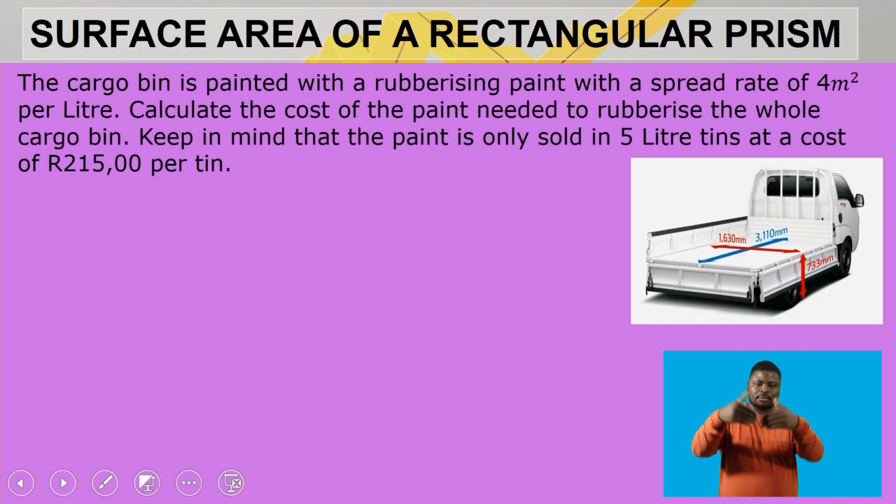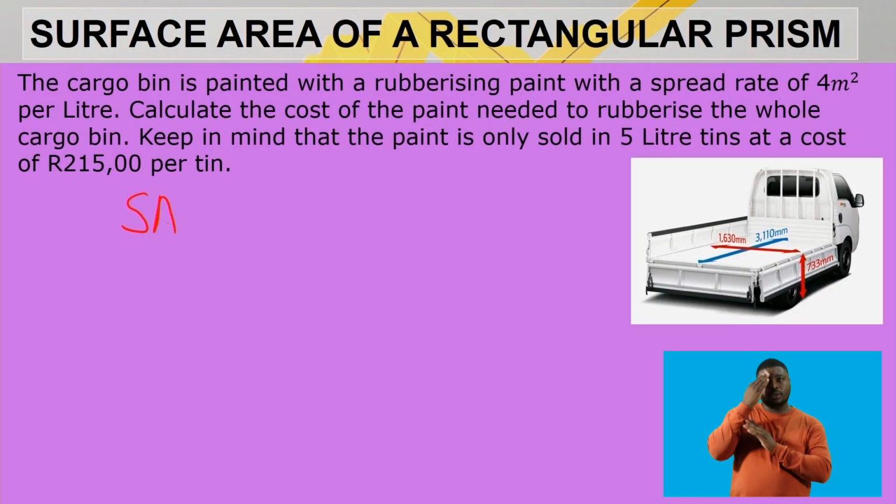The cargo bin is painted with a rubberizing paint with a spread rate of 4 square meters per liter. Calculate the cost of the paint needed to rubberize the whole cargo bin. Keep in mind that the paint is only sold in 5-liter tins at a cost of 250 Rand per tin. But remember, what did we read right at the start? They said we need to add 2% of the surface area because it's uneven.